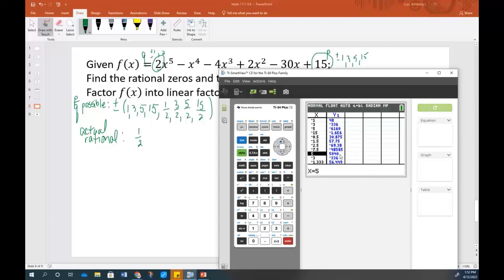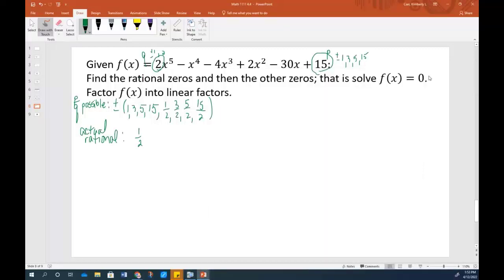So as you look here, I did not get another 0. So I only got 1 out of all of that, but at least I have 1. What do you do next? Once you have the actual rationals, you're ready to do your synthetic division. So I'm going to put my 1/2 over here, put all of those coefficients listed out, so you don't want to skip any powers. 2x to the 5th, negative 1x to the 4th, negative 4x cubed, positive 2x squared, minus 30x to the 1st, and a positive 15.